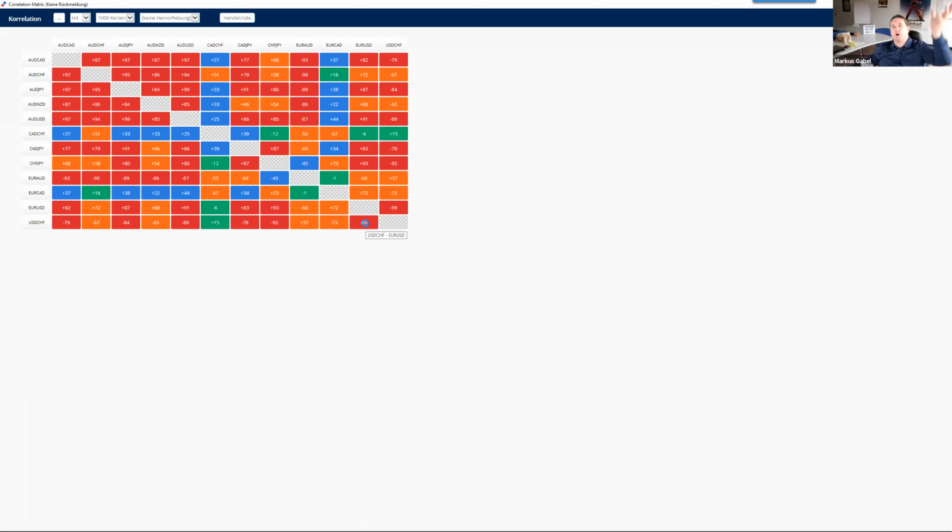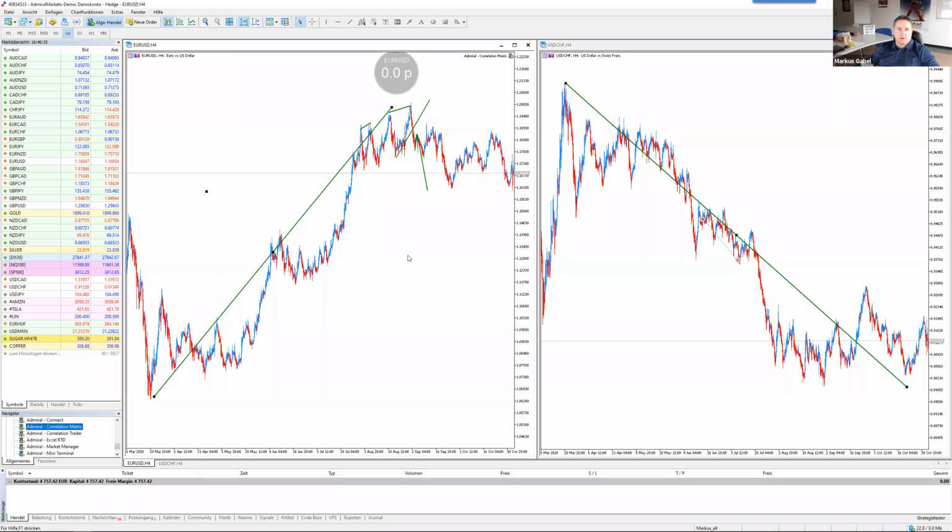So if you go long in USD, you have to go short in USD Swiss franc based on rules, of course, guys. Don't forget that. So now you see the chart on the left side. For example, let's do it in that way.